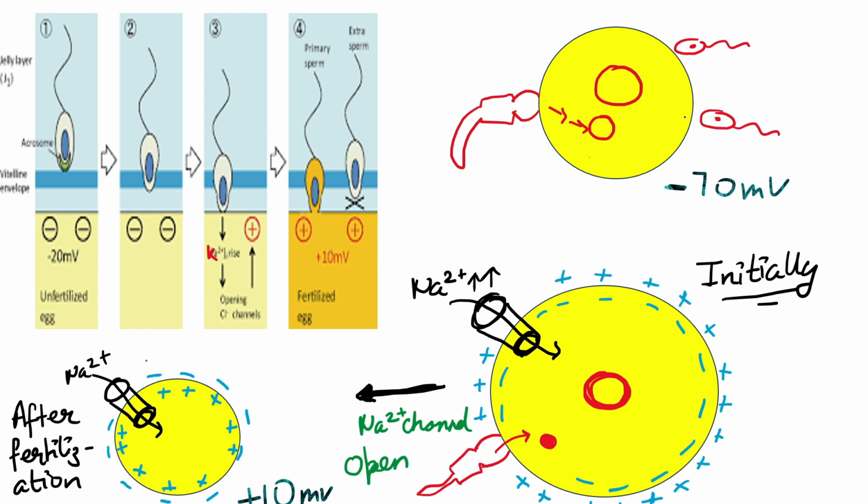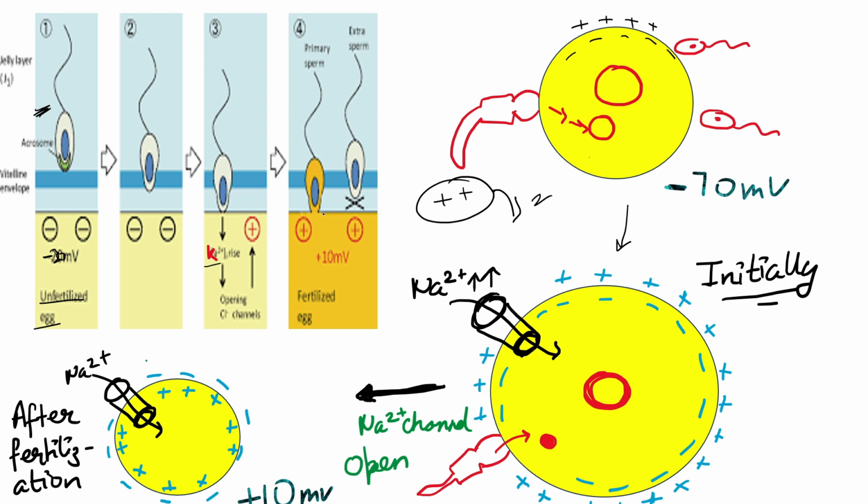Now you can see this diagram and understand it more clearly. Initially this was the sperm. Initially we had a negative 20 millivolt when the egg was unfertilized. Then when the egg is undergoing fertilization, K positive leak channels open and the positive charge runs from outside to inside. Initially the cell membrane was positively charged in the outer membrane and negatively charged in the inner membrane. Now what will happen?